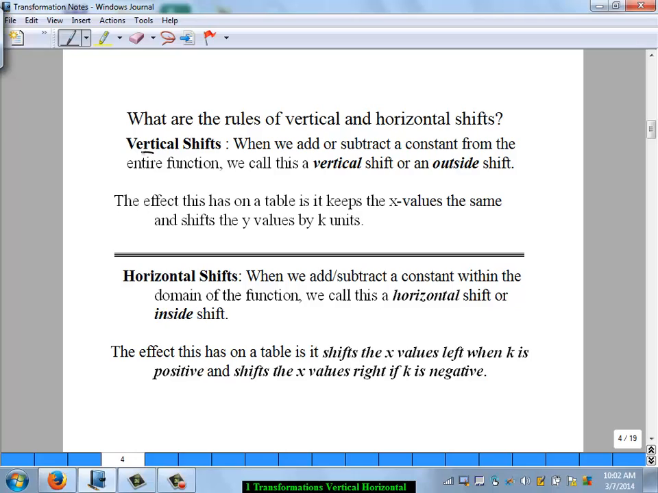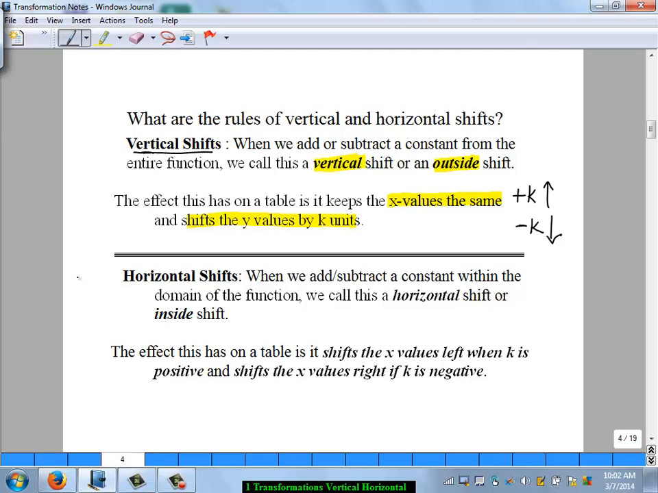Vertical shifts: when we add or subtract a constant from the function, we call this a vertical shift or outside shift. The effect this has on the table is that it keeps the x values the same and shifts the y values by k units. If I shift it up, it's a positive k. If I shift it down, it's a negative k. And it's outside.